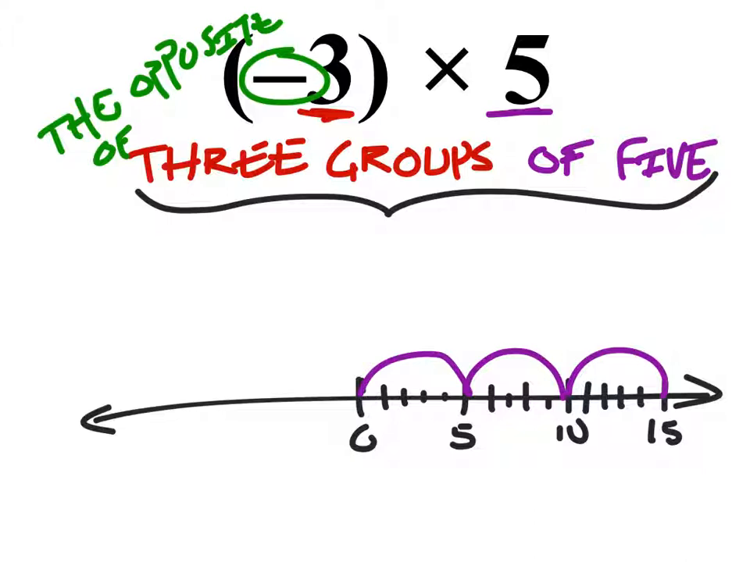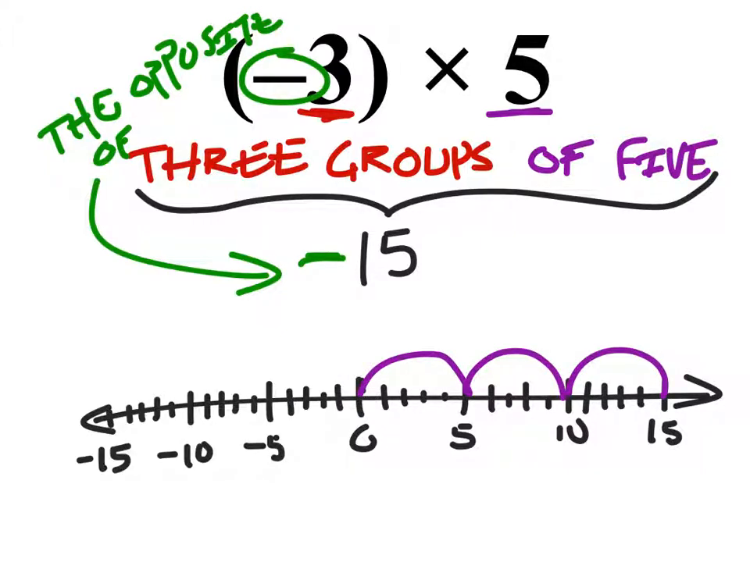But this says that it's the opposite of 3 groups of 5, right? Because that's 15. So the opposite of positive 15 makes that a negative 15. All right, so that takes us to negative 15, which is right there. So that is our answer.